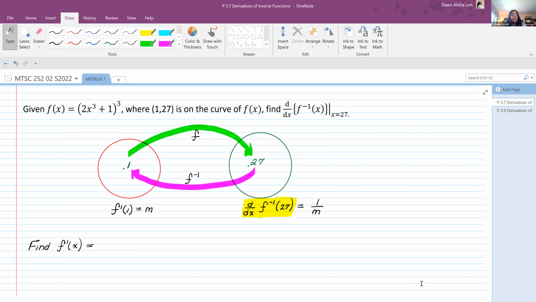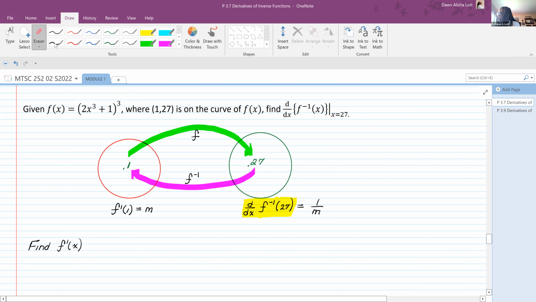So I have a question for you. What is the outside function? Like u cubed. U cubed, okay, great. So for this one, the outside function is u cubed, and the inside function is 2x cubed plus 1. So I hope that helps you.